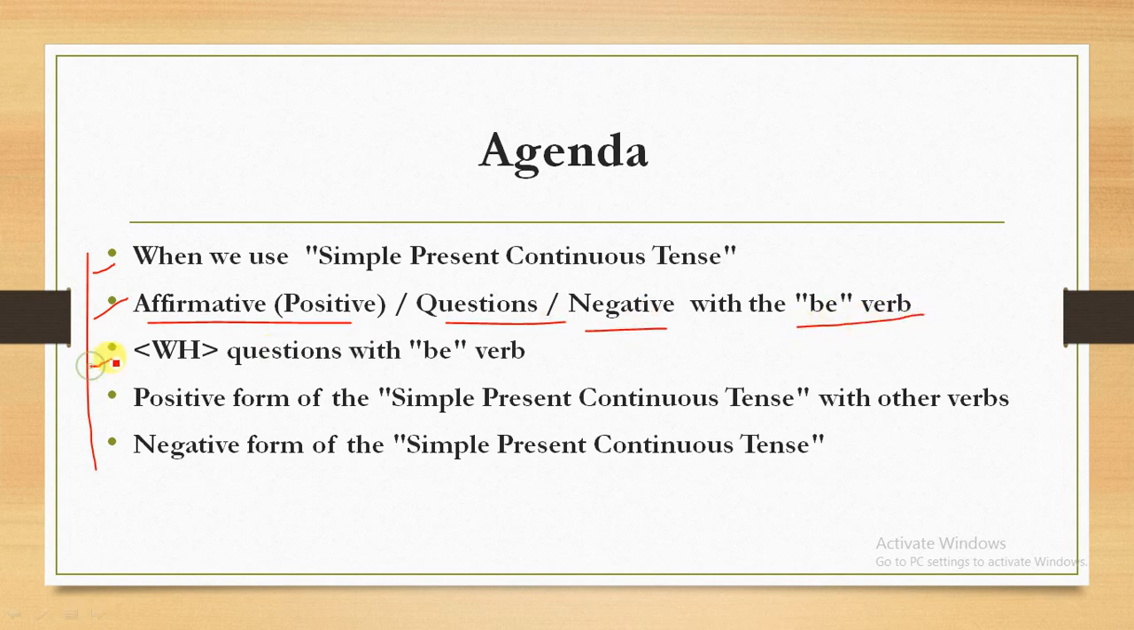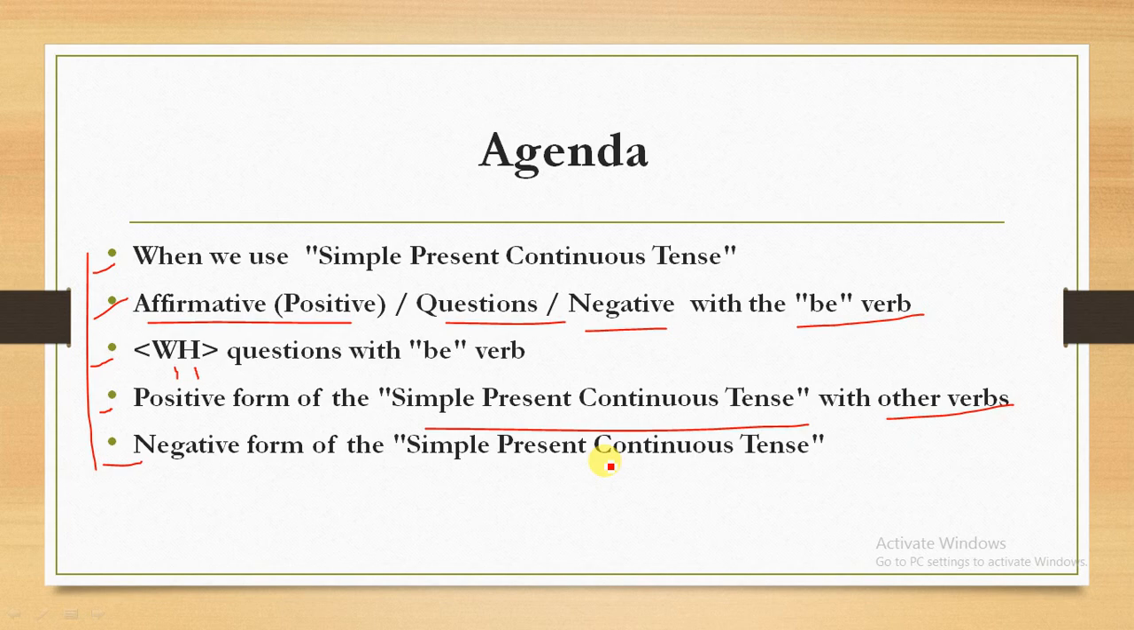Then we will go through the wh questions with the help of the be verb, meaning we will see how we create the wh questions. Wh means nothing but when, why, whom, where, what, and h stands for how. So we'll go through all these things. Then we'll go through the positive form of the simple present continuous tense with other verbs, where we will see some regular and irregular verbs. Then we'll go through the negative form of the simple present continuous tense.